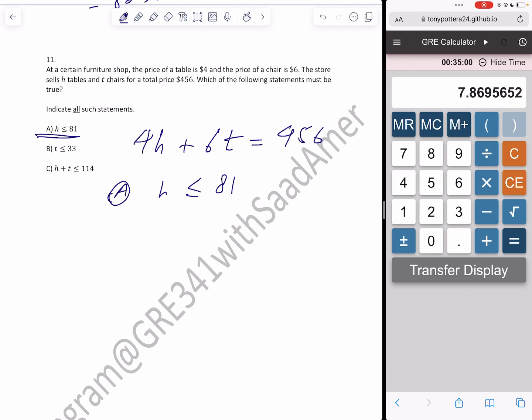For instance, if we can take an extreme. Let's say he sells no chairs. He sells 0 chairs. Nothing is specified. T can be equal to 0, and if T is equal to 0, then 4H is equal to 456. H is equal to 456 divided by 4, 114.